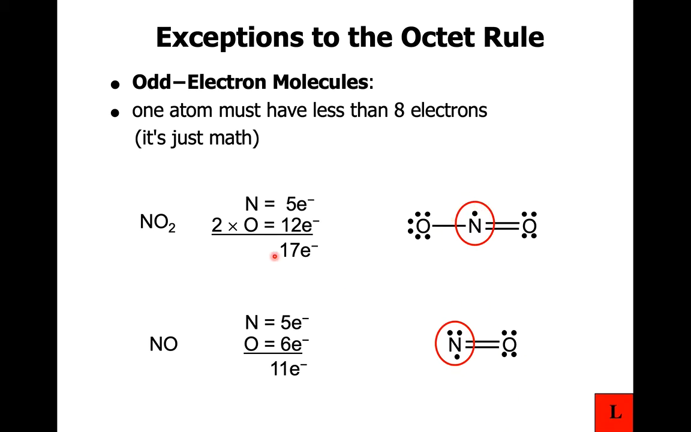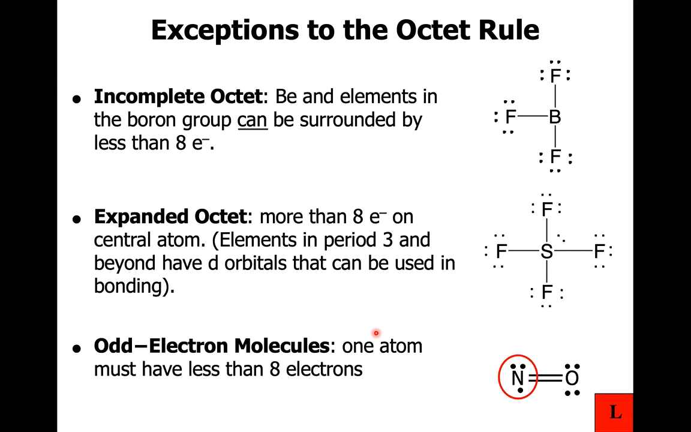And so that all comes from the fact that doing any of those will make it able to have an octet on the nitrogen, because if we add an electron or remove an electron, we'll then have an even electron count.